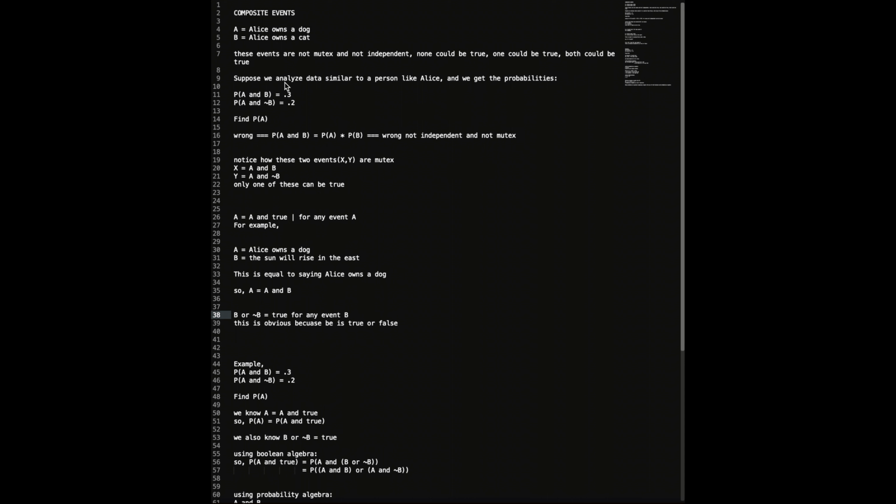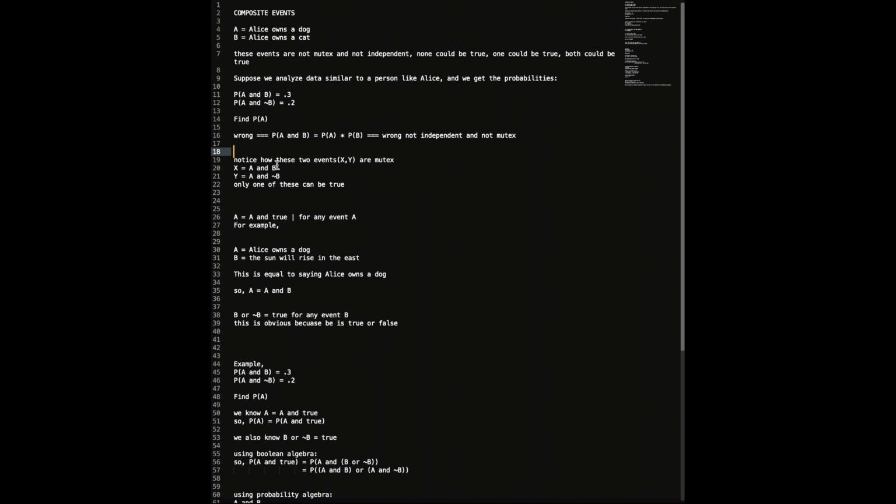they may. Suppose we analyze data that's similar to a person like Alice, and we get some probabilities. After analyzing that data, we find that the probability of event A and B is equal to 0.3, and the probability of event A and not B is equal to 0.2. So we need to find the probability of A. Well, the wrong way to do that is this: the probability of event A and B is equal to the probability of event A times the probability of event B. This does not work because the events are not independent and not mutually exclusive.